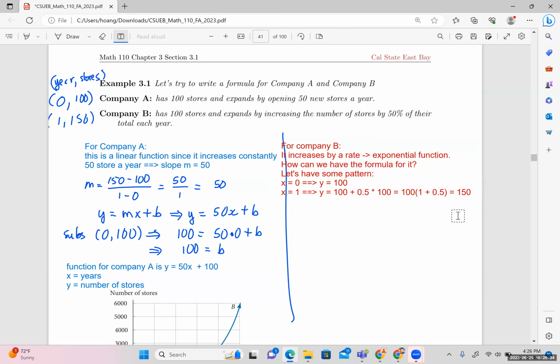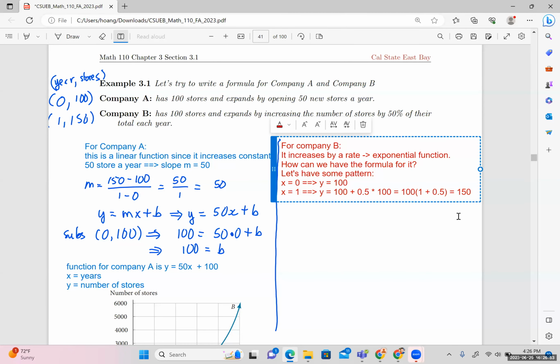So multiply this line here, and I will make it better. Okay, better. Okay, so that is for x equal to 1. What about x equal to 2?